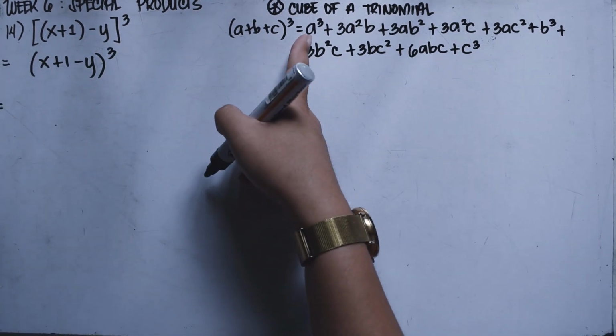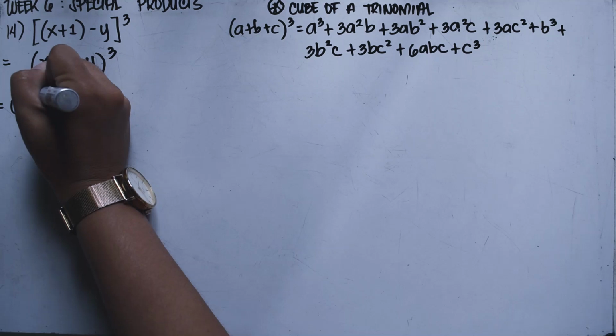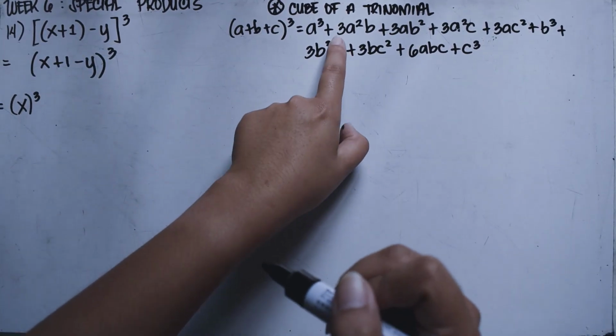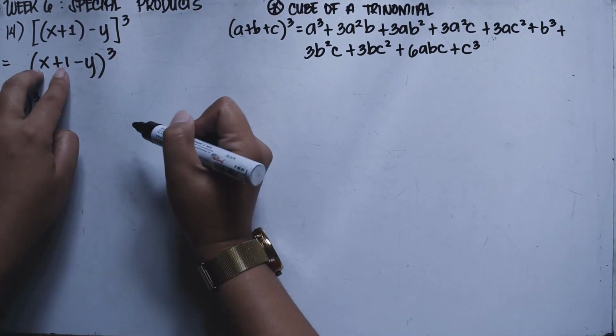So, first, anong gagawin? Cube daw yung first term. So, ang first term natin ay x. So, cube lang si x. Next, trace daw ng product nitong dalawa. So, hindi ko muna lalagyan ng mga sign ha. So, trace daw ng product nitong dalawa.